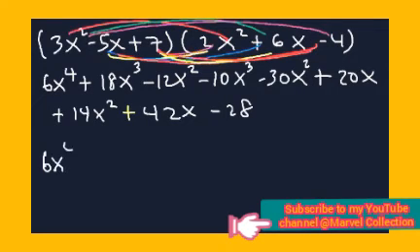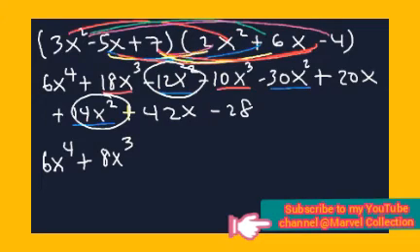So we have 6x to the 4th, and we can combine these two. 18 minus 10 is positive 8. And there's 3 terms with an x squared attached to it. Negative 12 plus 14 is positive 2. And positive 2 minus 30 is negative 28.